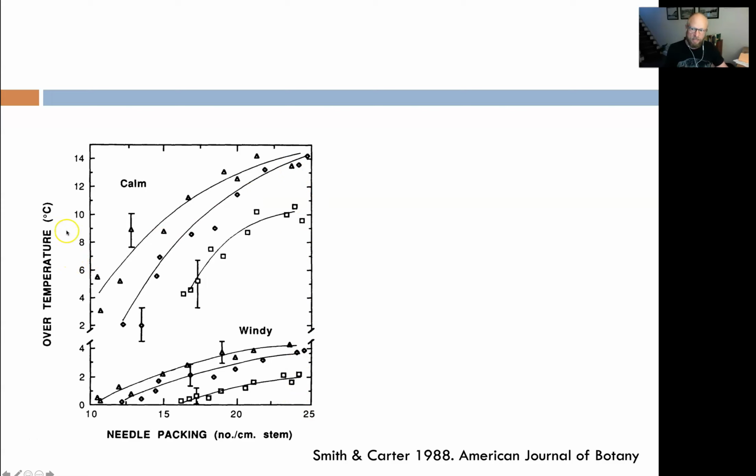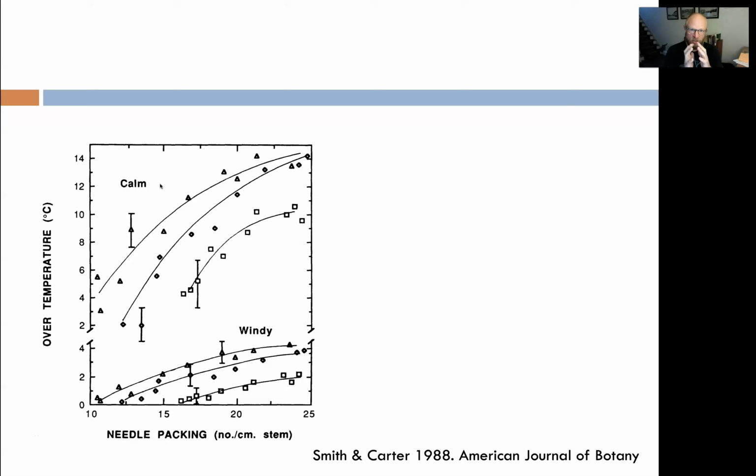The way they've estimated boundary layer is how much warmer the leaf is than air temperature. That's what's on the y-axis. Over temperature is just how warm the leaf is relative to the air. And so you can see that the leaves warm up a lot relative to the air when they pack their needles together. So if you look on the calm days here, some of these data points get up to 14 degrees Celsius warmer than air temperature when their needles are packed together. So it can have a really big impact on leaf temperature.